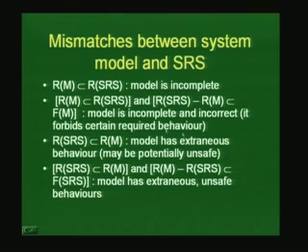Similarly, what if R of SRS is a proper subset of R of M? That means that the model is performing more activities than what is required by the SRS itself, right? That is, the model has extraneous behavior. Having extraneous behavior, that is, an added feature, is not always desirable. For example, suppose the model asks for the birth date of the author, when were you born, and so on. It can actually be potentially unsafe.